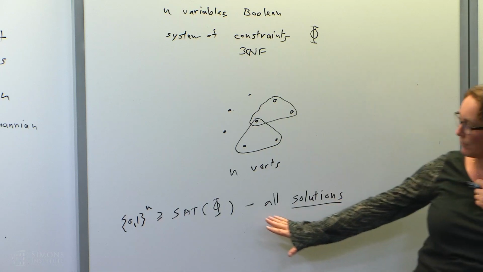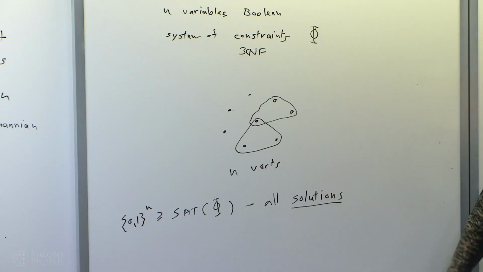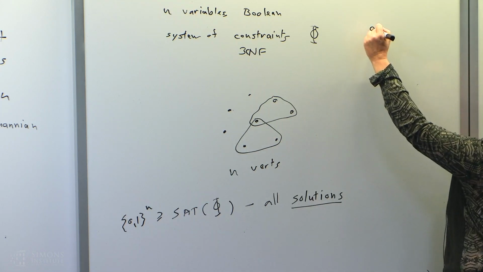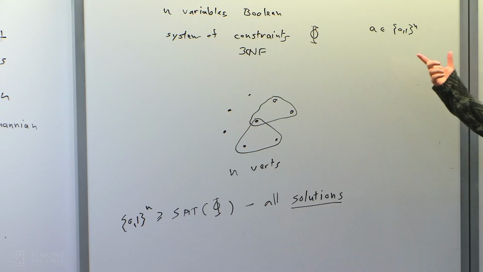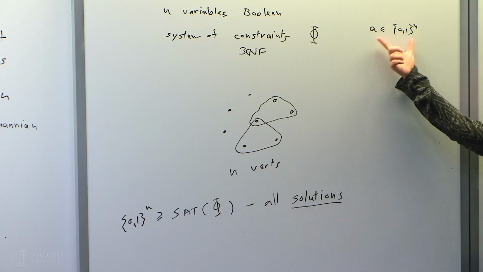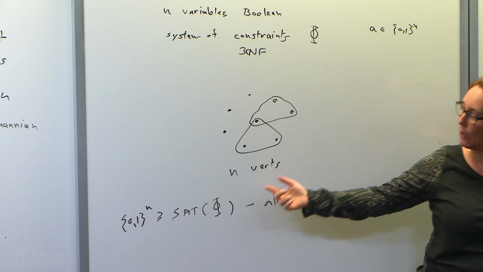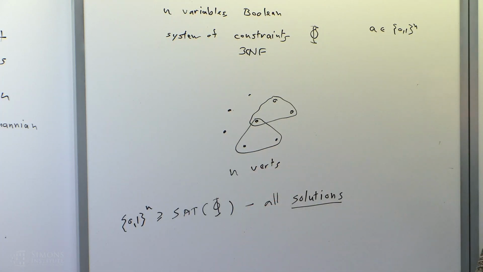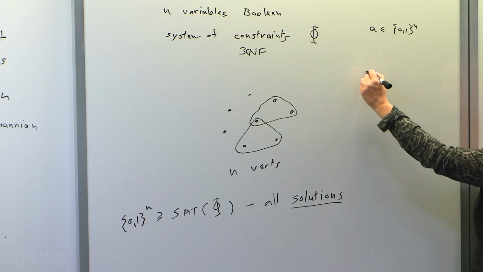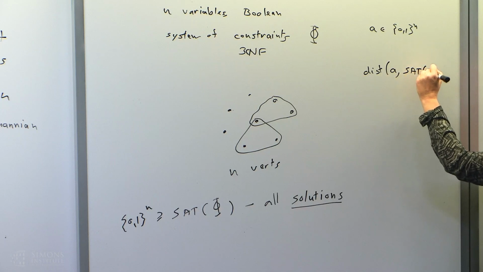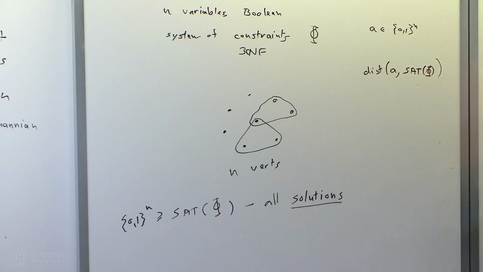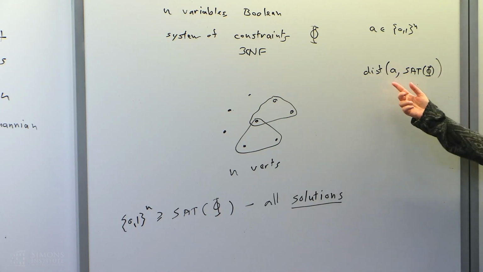So we have this set of solutions. And now, suppose I'm given some specific string A in {0,1}^n. And I want to know, is this a valid solution? Does it belong to this set? Yes or no? And there are two things I can ask about it. One is, what is the distance of A to the set of satisfying assignments? I'm talking about Hamming distance.